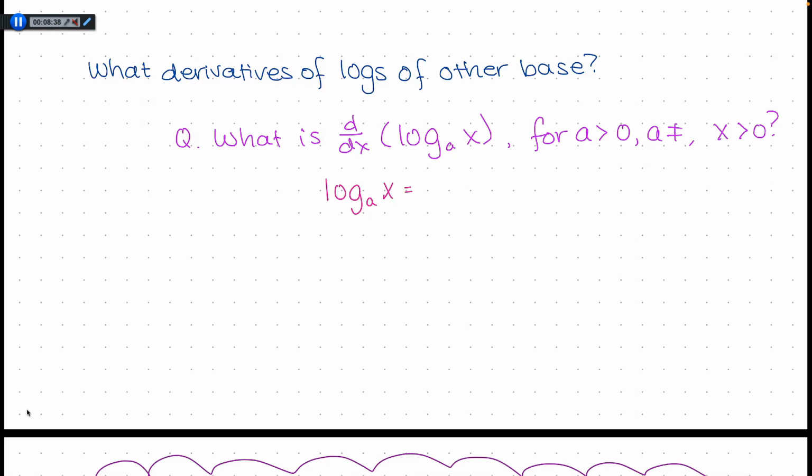Anybody have an idea of another way we could rewrite this? Subra. You can use change of base. You betcha. Remember, change of base. And we can change it to any base. Why don't we use natural logs? Because that's already what we know how to deal with. So this is going to become the natural log of x over the natural log of a. And then we're going to take the derivative of both sides.